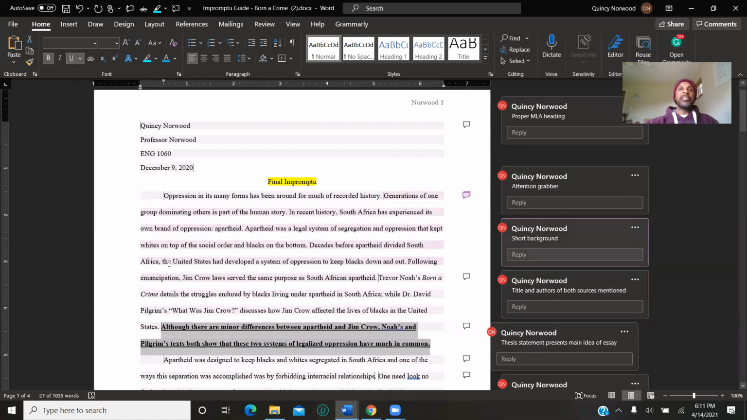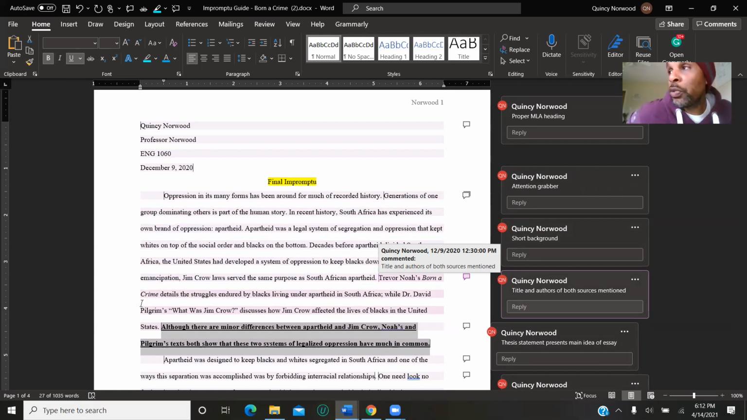Although there are minor differences between apartheid and Jim Crow, Noah's and Pilgrim's texts both show that these systems of legalized oppression have much in common. All right, so the thesis statement sets the tone for the paper. Make sure you spend a good amount of time thinking about your thesis statement. Make sure it states the main idea and connects both sources.